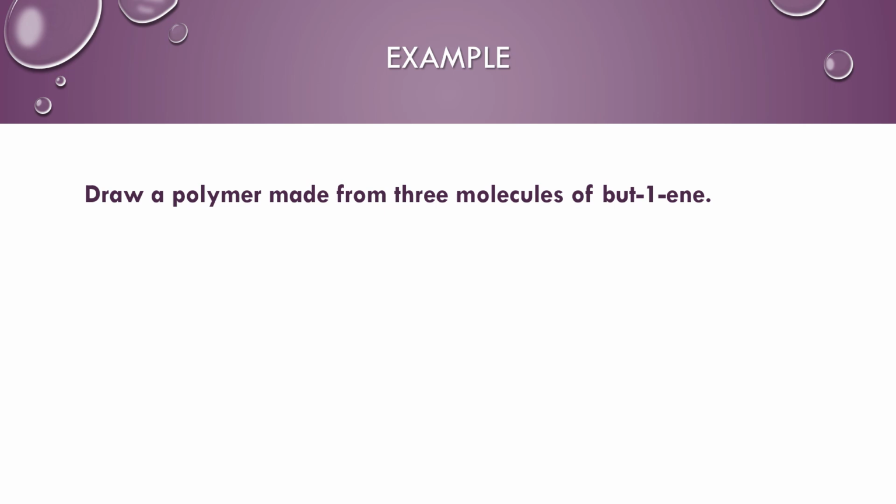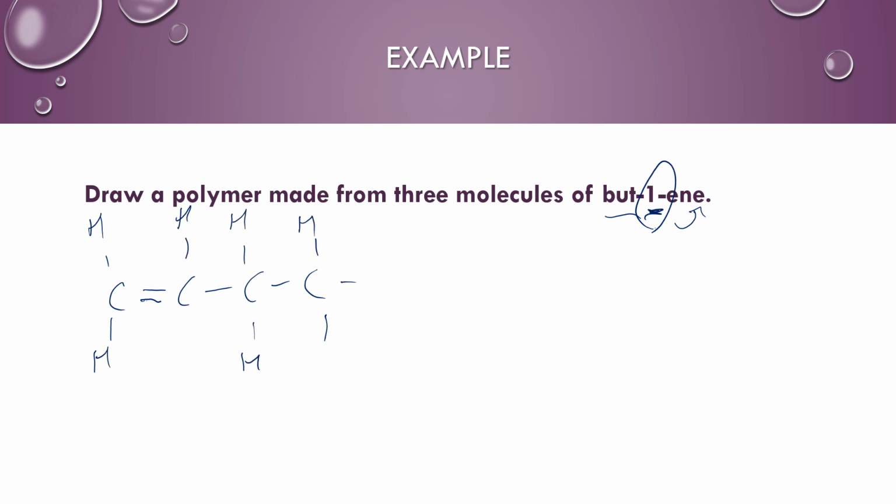Okay, one more example. Draw a polymer made from 3 molecules of but-1-ene. So but means 4 carbons. And then this 1 in the middle tells us where the double bond is. So for butene, you could have the double bond in the first position or in the second position. The third position is the same thing as saying it's in the first position, just flipped around. So in this case, since it's but-1-ene, it's going to have the double bond in that first position. And then we fill in our hydrogens. 2 hydrogens, 1 hydrogen, 2 hydrogens, 3 hydrogens.